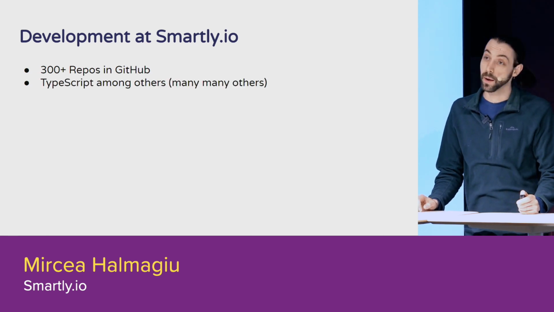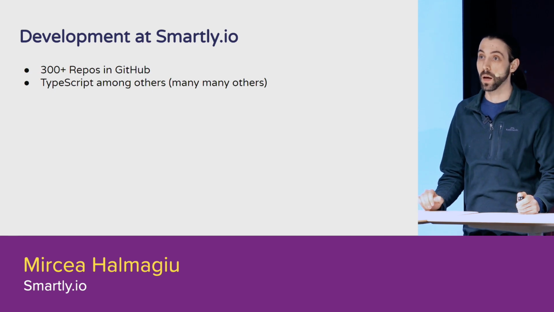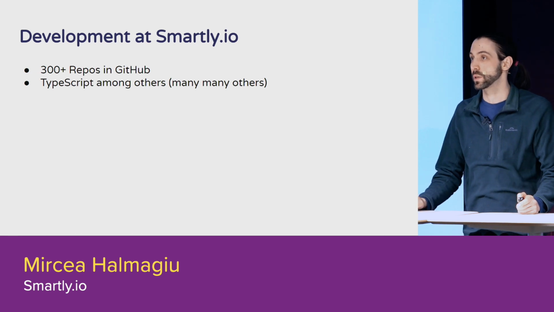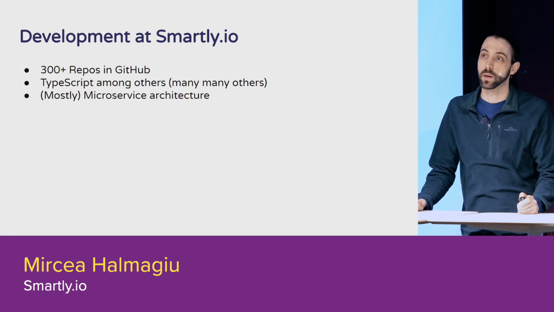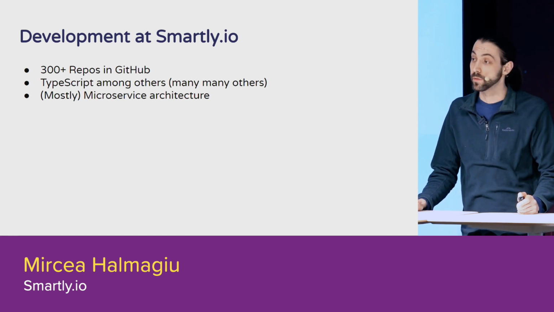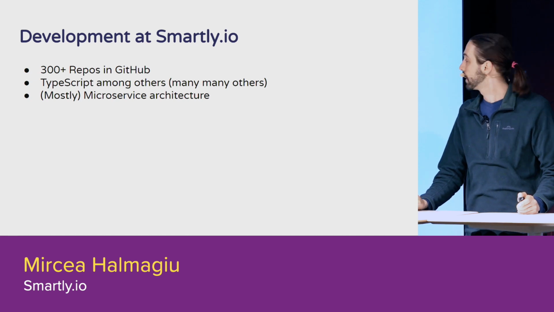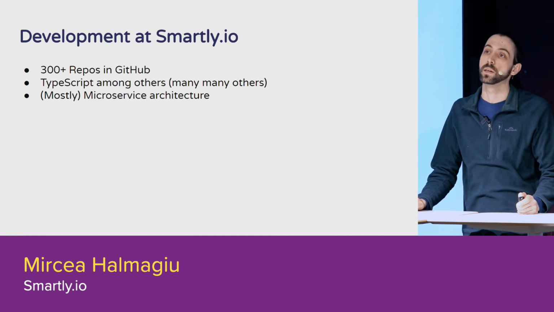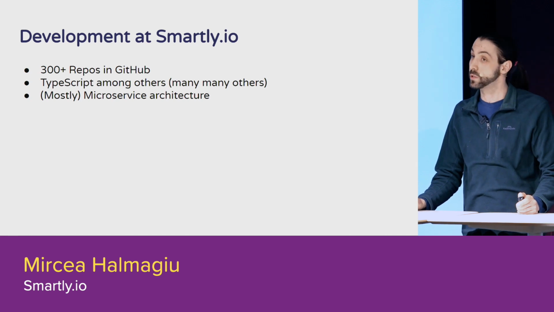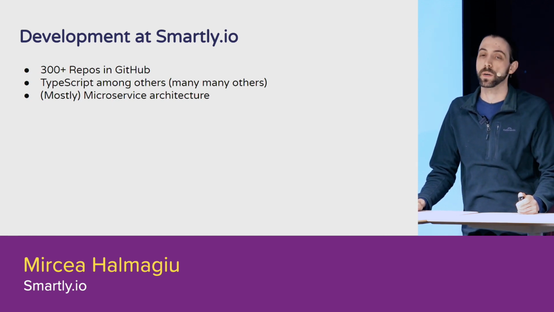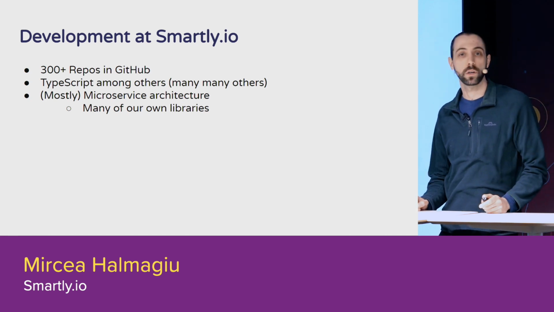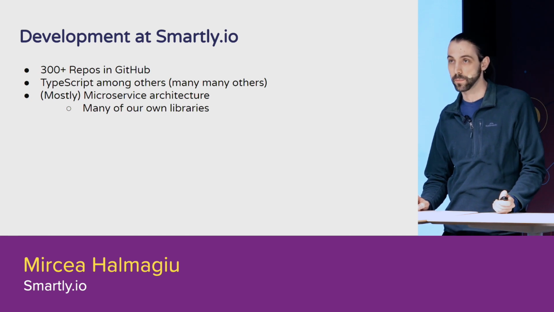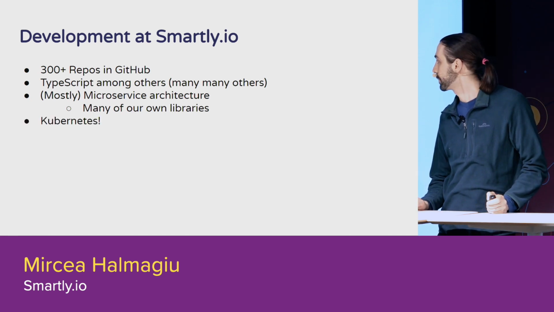We use TypeScript among many, many other languages. I'm mentioning TypeScript in particular here because the example I'm going to show you is for a TypeScript library. We have a mostly microservice architecture. Yes, there are some monoliths, but we're going to be talking about things specifically in terms of deploying microservices. And many of these microservices are built on libraries that we've developed in-house. And the specific example is going to be for one of these libraries. And we use Kubernetes to deploy onto.